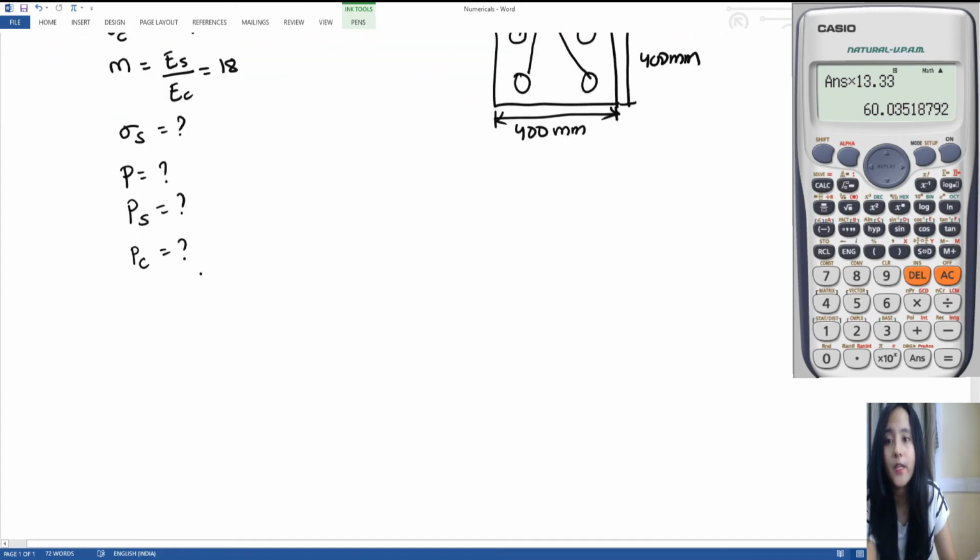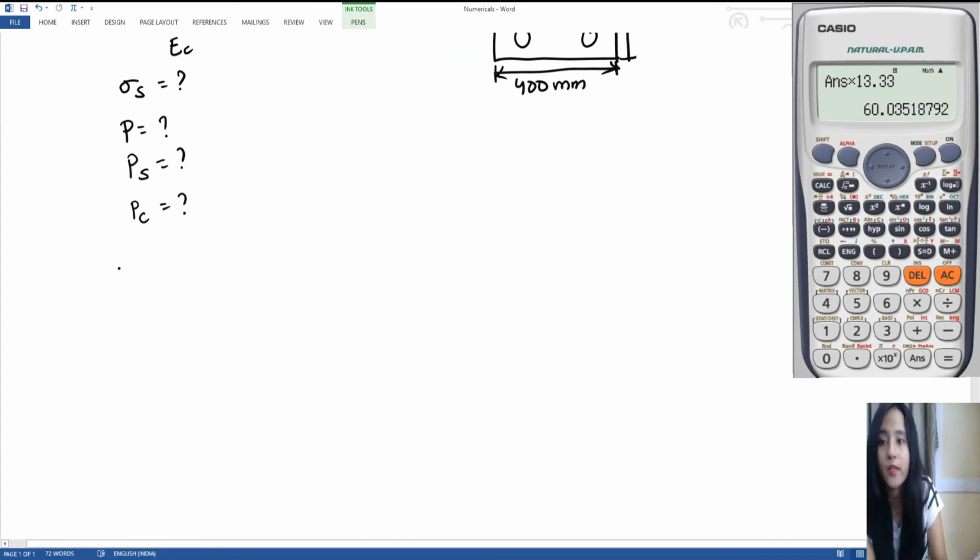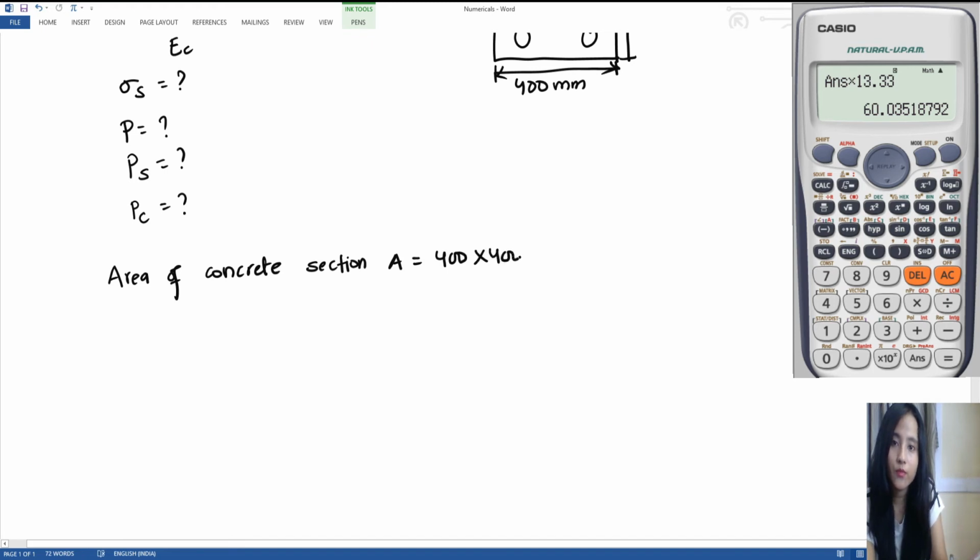Now let us find the area. Let us start by finding the area of concrete section. Concrete section A will be equal to 400 into 400. It will be coming equal to 16 into 10 raised to power 4 mm square, right?